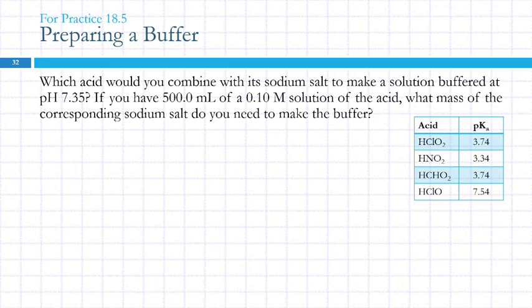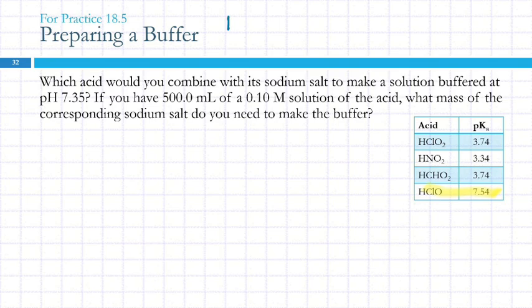HClO? Yeah, it's the only one that's even close. It's this guy right here, right? Those are all down at 3. Those aren't going to be good choices if we want the pH to be 7.34. So this is the buffer we should use. This is the acid. So what we need to do to make the buffer is add acid and the conjugate base. So let's stop and think about this.